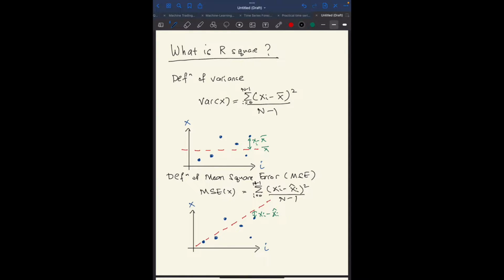In this bite-sized tutorial, I would like to explain what is R-square and how to compute R-square using Python.